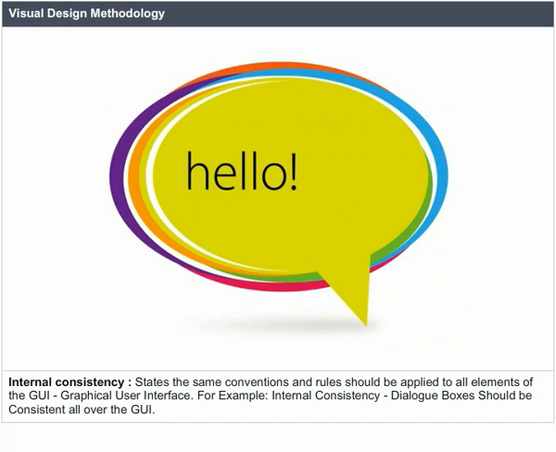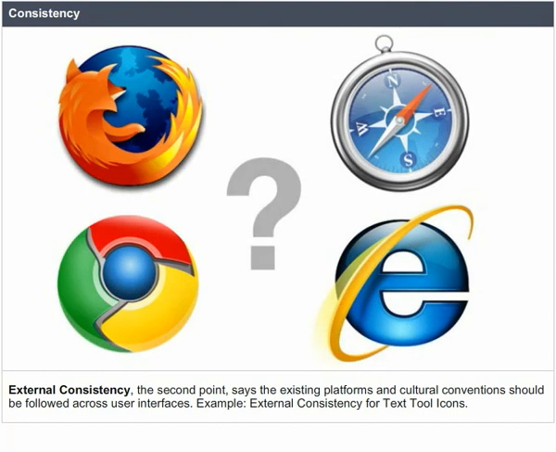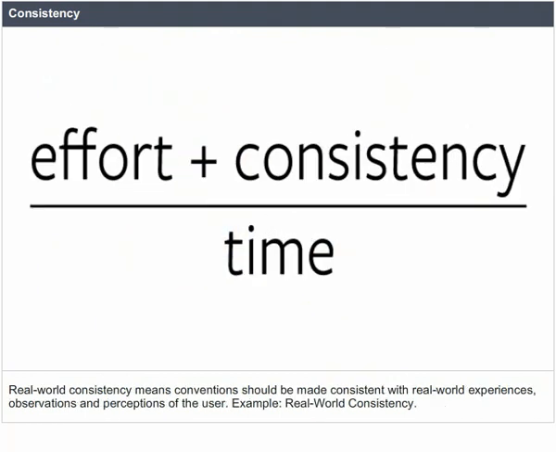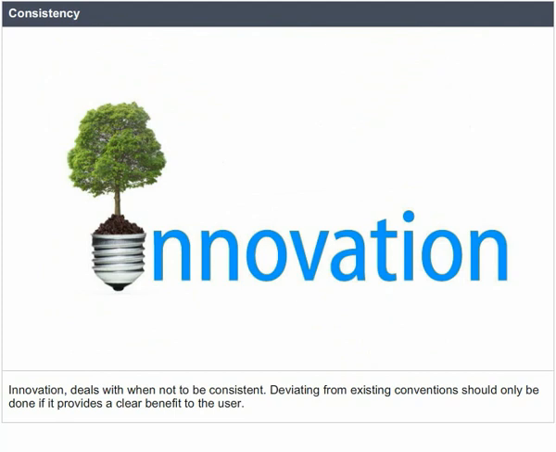External consistency. The second point says the existing platforms and cultural conventions should be followed across user interfaces. Example: external consistency for text tool icons. Real-world consistency means conventions should be made consistent with real-world experiences, observations, and perceptions of the user. Example: real-world consistency. Innovation deals with when not to be consistent. Deviating from the existing conventions should only be done if it provides a clear benefit to the user.